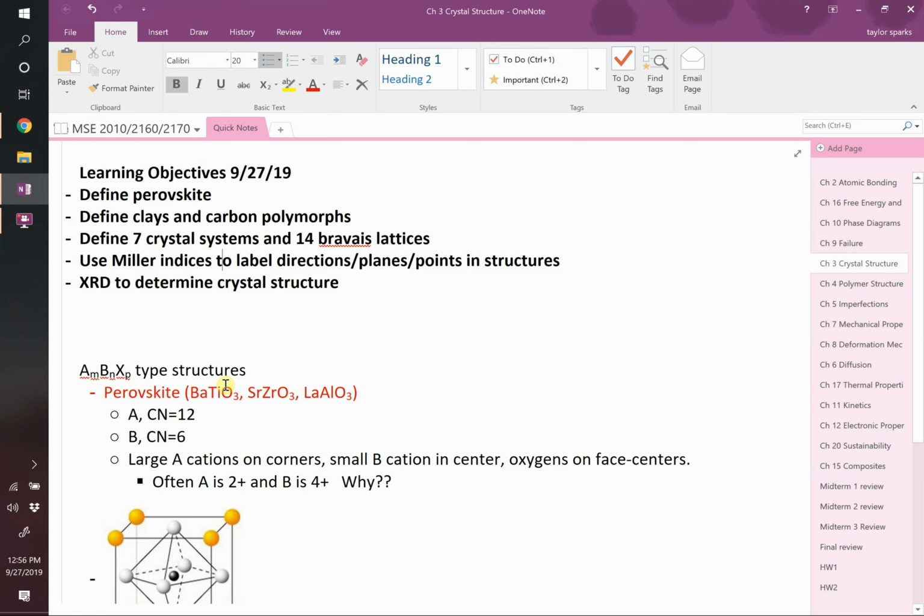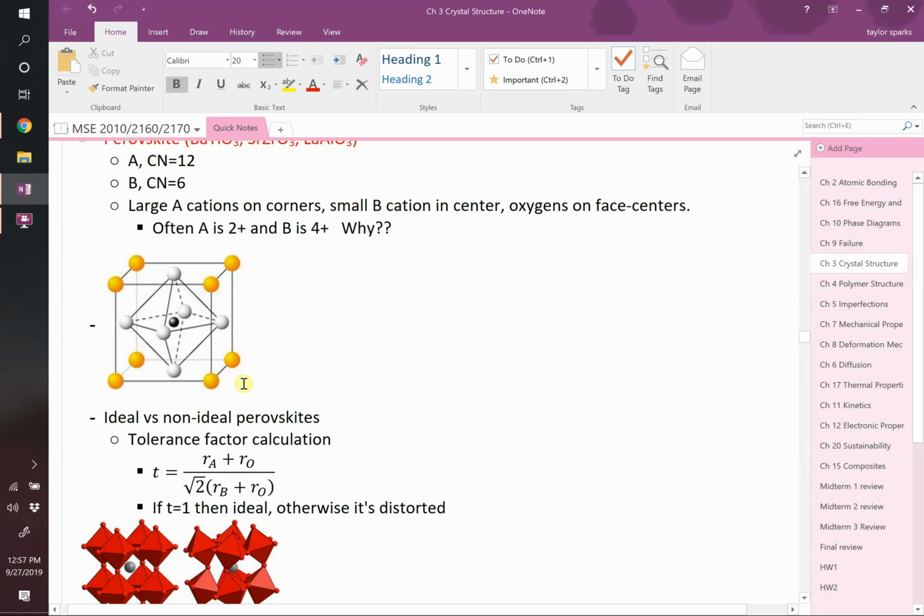Okay, in other relevant news to this class, let's start with the learning objectives. We're going to start by defining the perovskite crystal structure. And the perovskite crystal structure is the raddest of them all. So if you liked all the other ones, just brace yourselves for this one because it's super rad. We'll talk a little bit about clays and carbon. Carbon's pretty interesting. We're going to introduce the 7 crystal systems, the 14 Bravais lattices, which sounds like the title of a fantasy novel. We'll get to Miller indices. And then if we have time, we'll get to the coolest thing that you might learn from this whole class, which is X-ray diffraction. Okay, so let's dive right in.